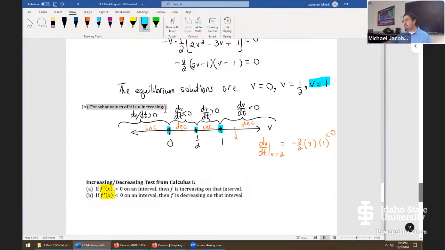Doesn't yet answer part B, but this is more just our way to explain what we meant by equilibrium solutions. They're either repellers or attractors in this model. Any questions at the moment to this stage?